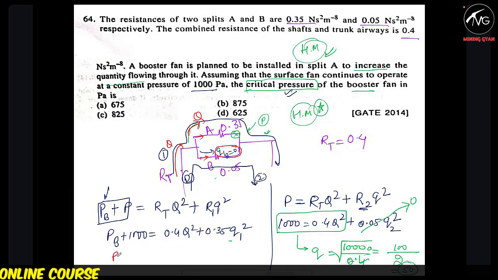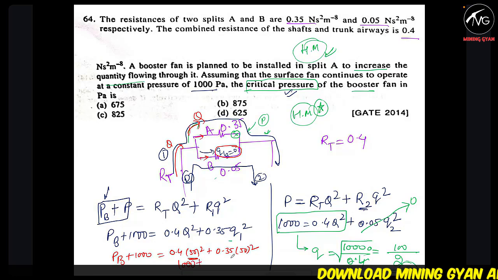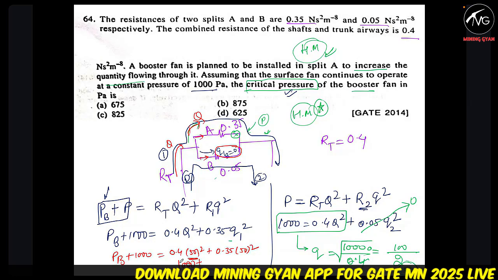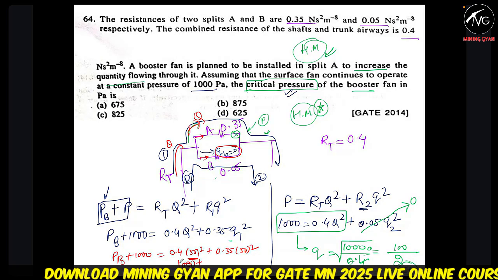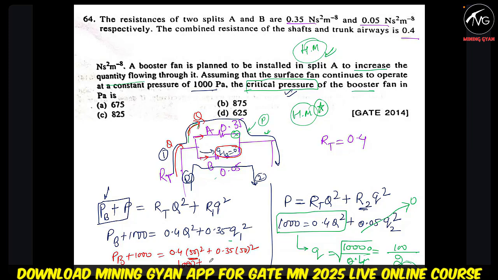तो PB प्लस 1000 प्लस 0.4 50 स्क्वायर प्लस 0.35 50 स्क्वायर. सो यहाँ से जब हम सोल्व करेंगे 2500 इंटू 0.4 इट विल बी 1000 प्लस 2500 इंटू 0.35, 875 equal to PB plus 1000. 1000 से 1000, that means PB will be 875. So our PB will be 875.